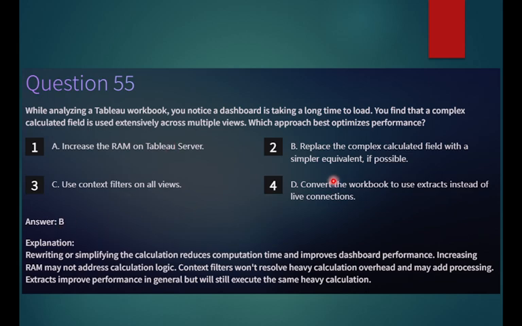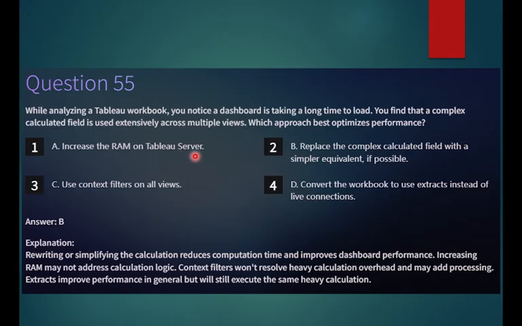Here option B is correct. Replace the complex calculated field with a simpler equivalent if possible. So if you replace the calculated field with a simpler equivalent, or if possible, you can just trim down the complex calculated field into multiple calculated fields, then it will give a better result. That's the answer here.